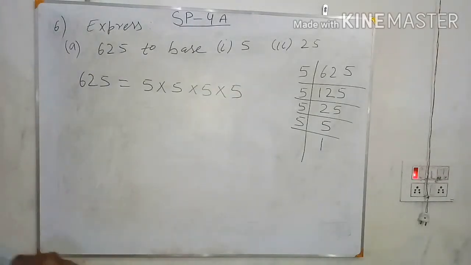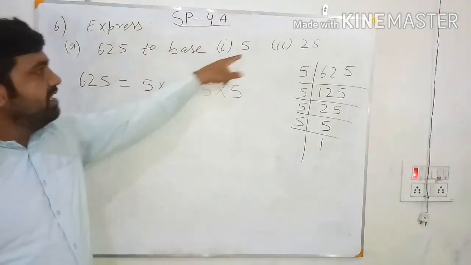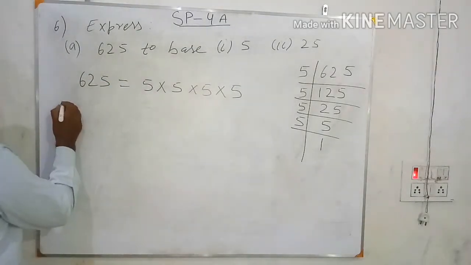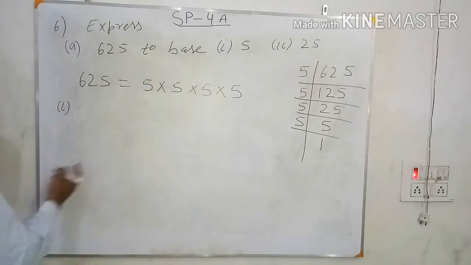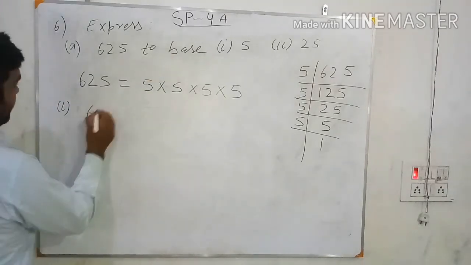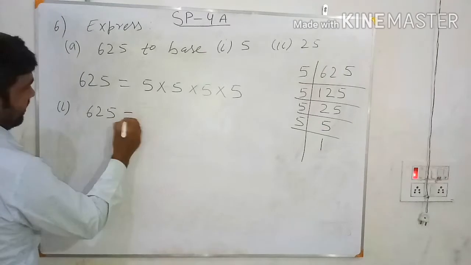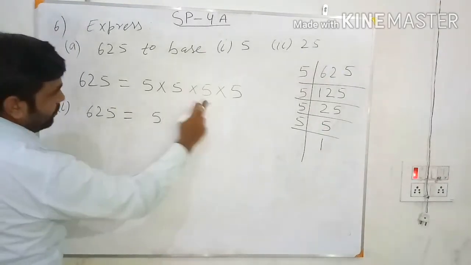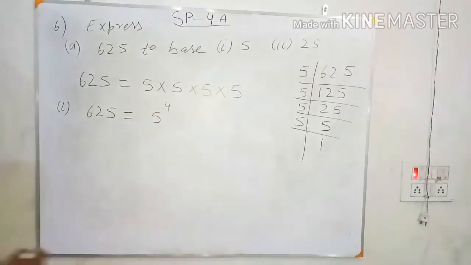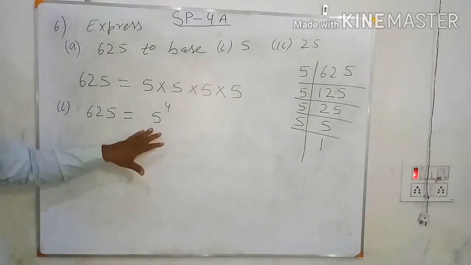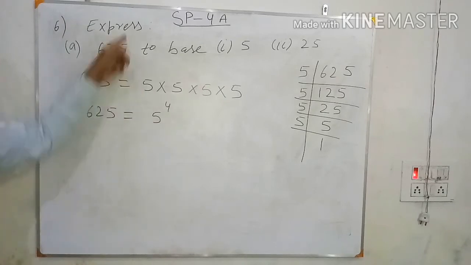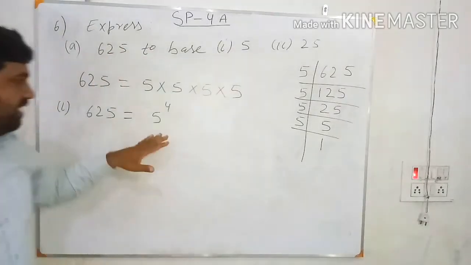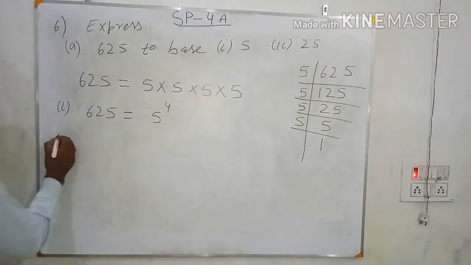The first question is we have to express 625 to the base 5, so that we are going to do. In the first question of this part, I have selected 625 as base 5, and how many times is it multiplied by itself? 1, 2, 3, 4. That is 5 to the power 4. Now see, the value is the same, but the base is 5. The question given is express 625 to base 5. First part we have done. Now the second part.